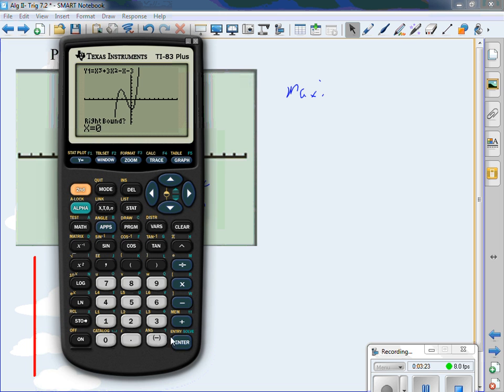0. Doesn't matter what we pick as long as it's in between these two. I press enter. My maximum is at -2.15, 3.08.